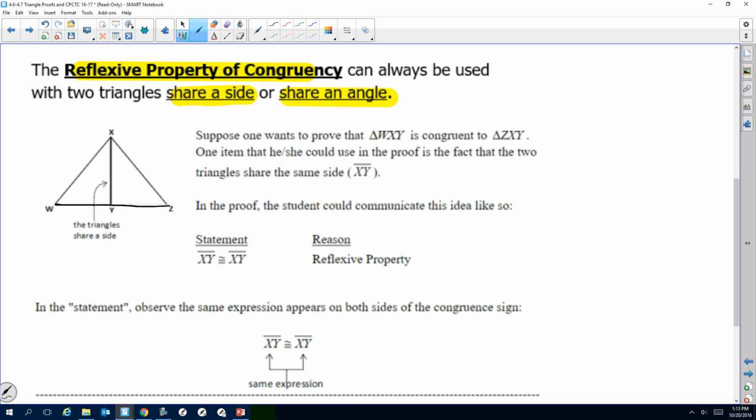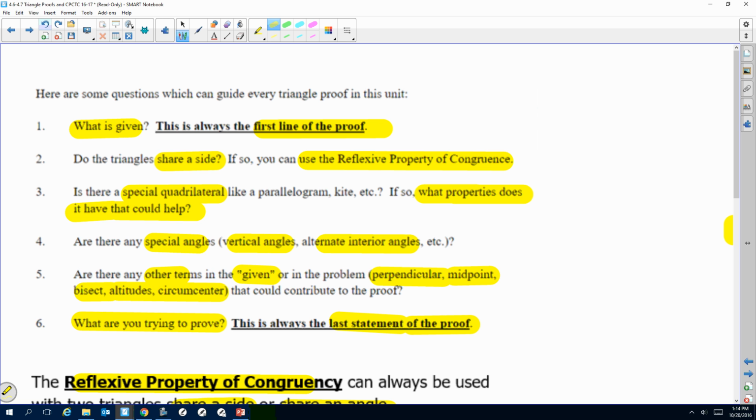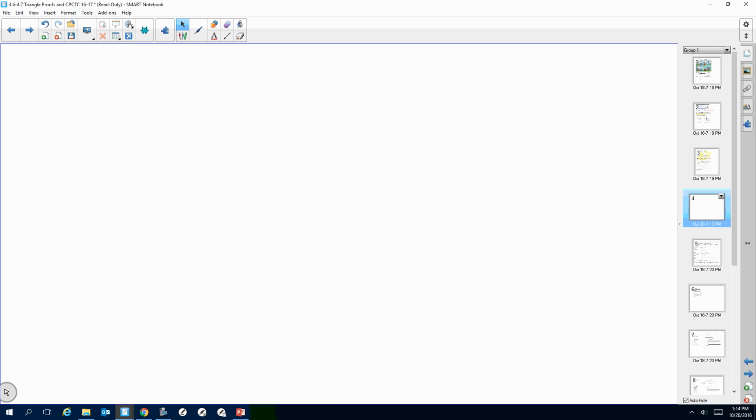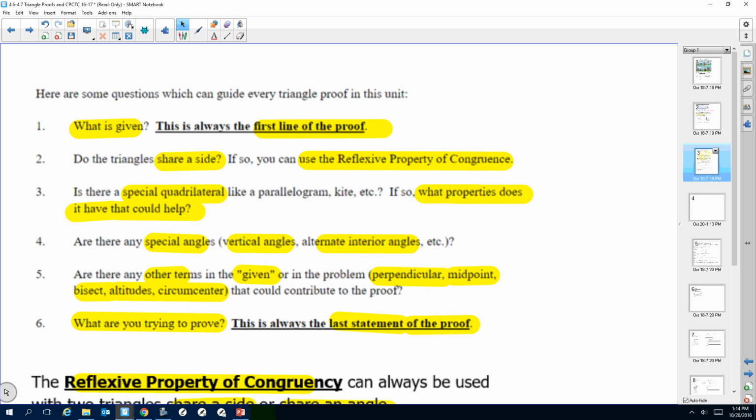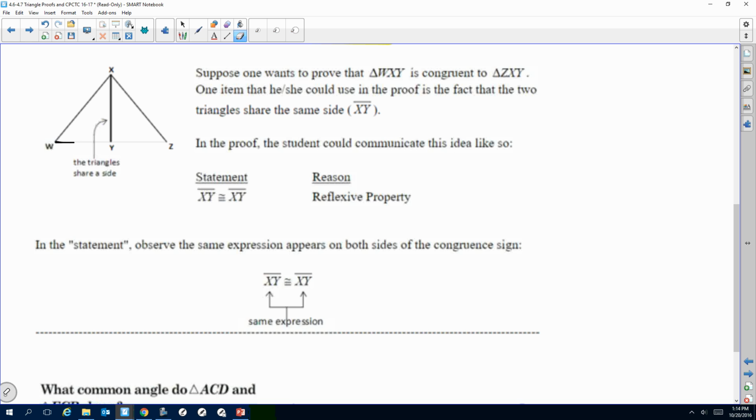Okay. The minute I see, oops, that's way too big. Go forward. What happened? The minute I see the shared side, I lost my stuff. There we go. All right, so let's fix this.